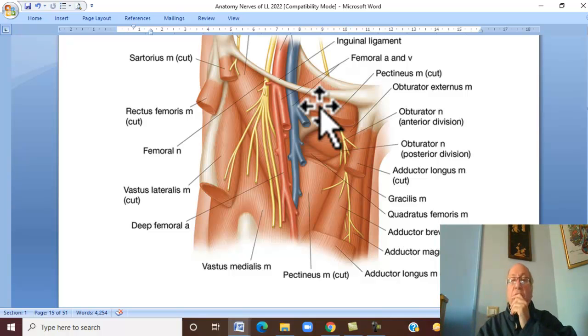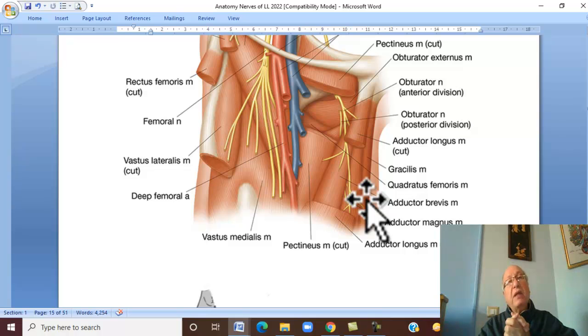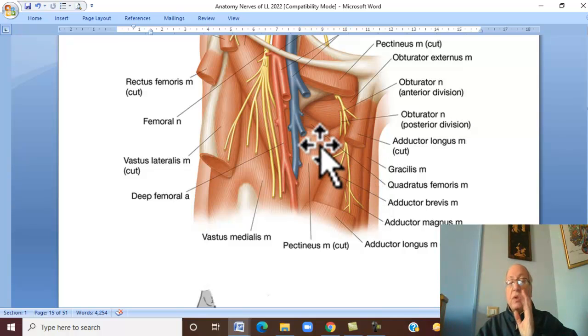For more details, what are the branches of the anterior division? The muscular branches supply the adductor longus, the adductor brevis, and this muscle. What is this muscle? Gracilis. Therefore, the anterior division of the obturator supplies adductor longus, adductor brevis, and gracilis. And sometimes it may send an additional branch to pectineus. The anterior division gives articular branches to the nearby joint, which is the hip joint.